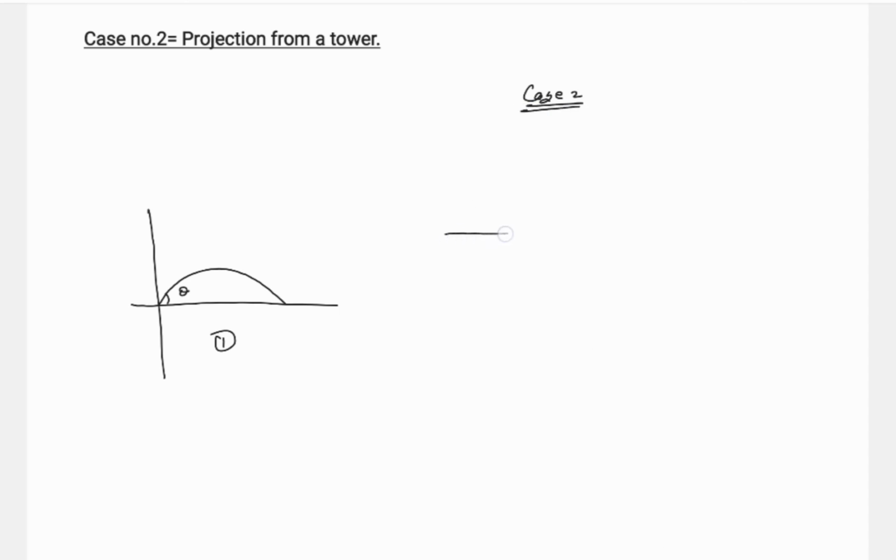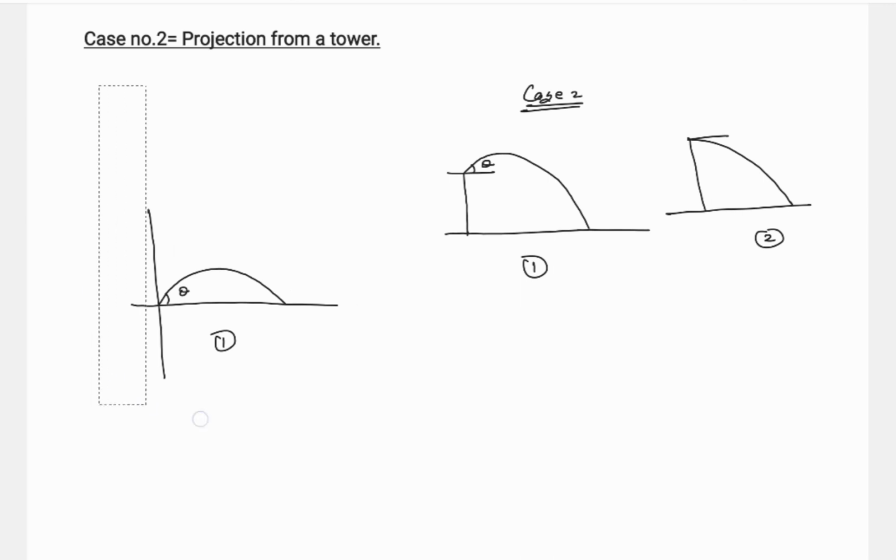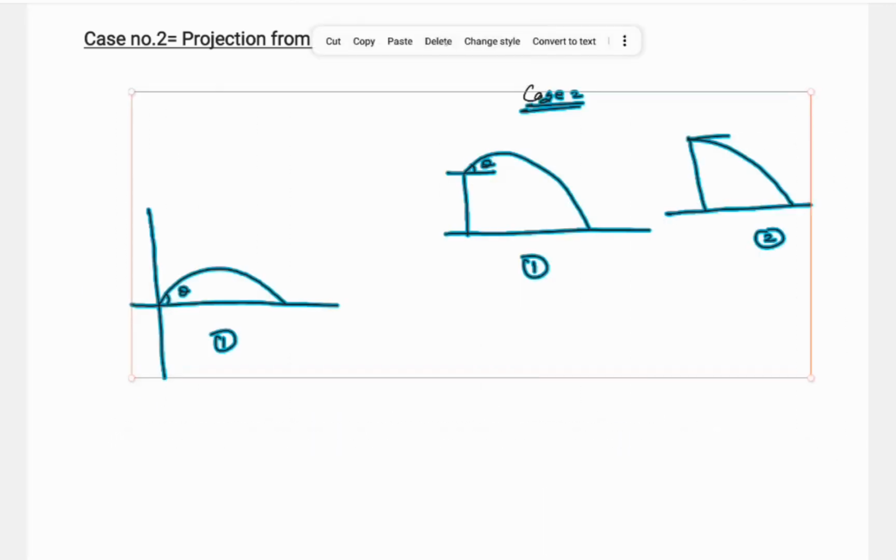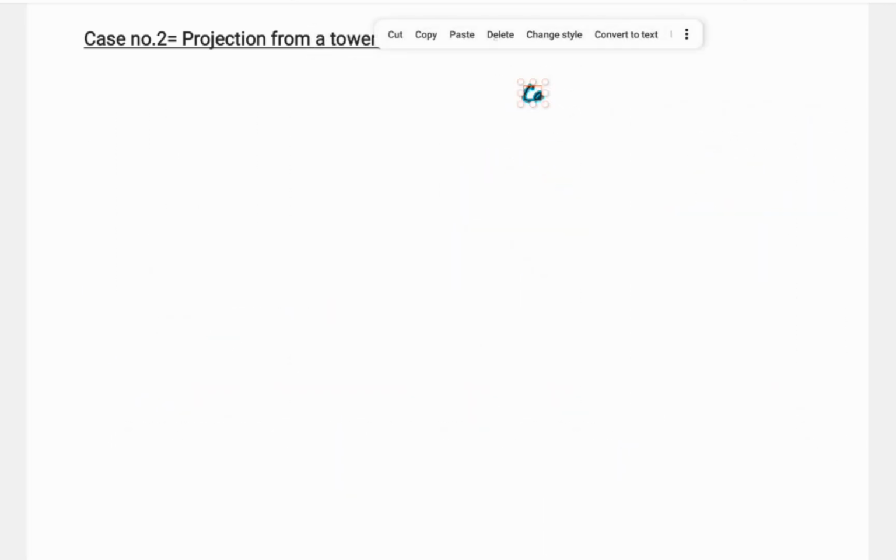Case number 2, here our projection will be from the tower. The two cases that we are going to discuss: the first case will be like this from the tower, and the second when we are going to throw like this from the tower. Case number 1 and case number 2. These two cases we are going to discuss today. Okay, let's start with case 2. The first that we are going to discuss, projection from a tower.